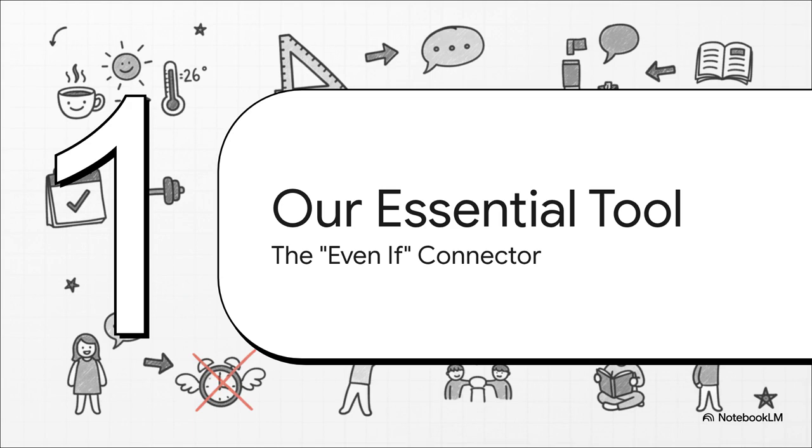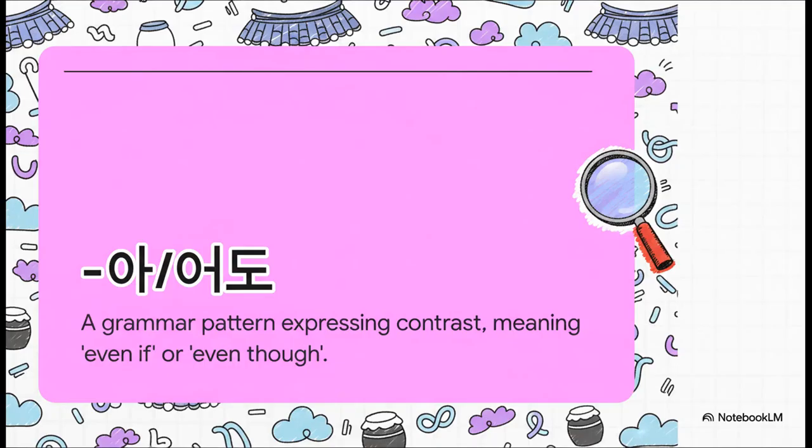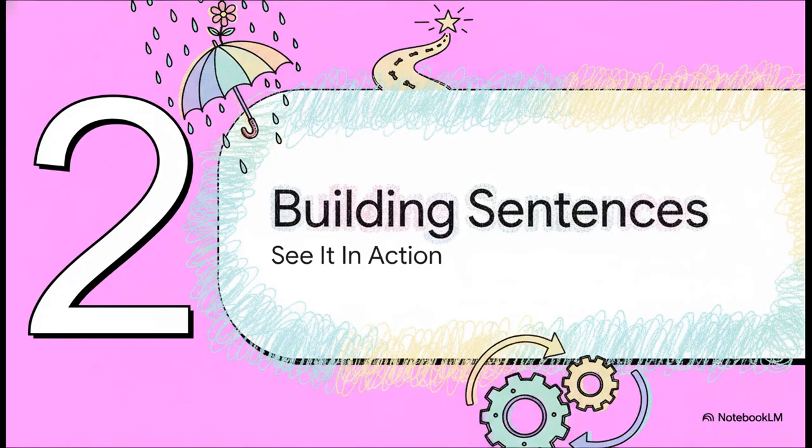This is the key piece we need. Okay, so here it is. Let's really get the sound of this down. I'll say it 3 times, nice and slow. 어도. Again, 어도. One more time, 어도. So what is this thing? Think of it as a special connector. It's what you use to say that something happens regardless of something else. It's basically your go-to for saying "even if" or "even though" in English. Super, super useful.